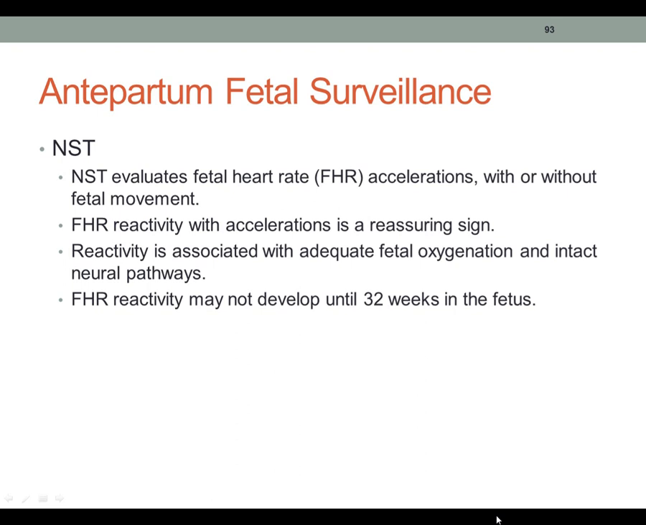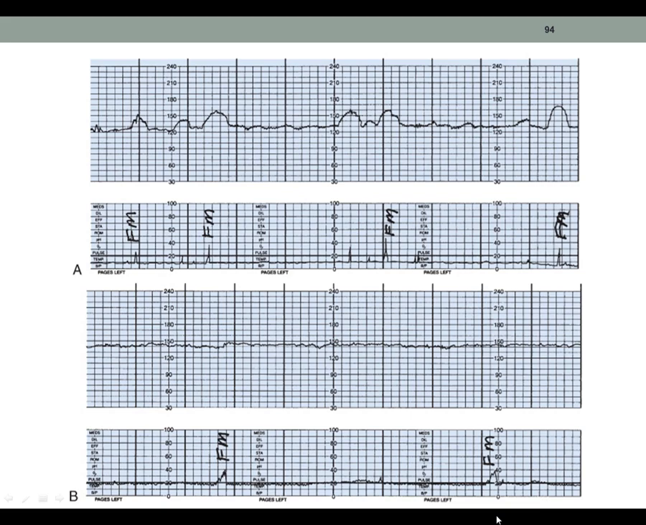And fetal heart rate reactivity may not develop until 32 weeks in the fetus, so this is done a little bit later. And this is just the example from your book. You see they have marked FM for fetal movement, and you see there is an acceleration associated with the fetal movement in the first one, but in the second one, in B, you see that we have fetal movement, but there is no acceleration with that fetal movement.